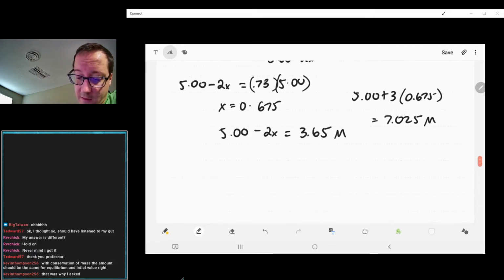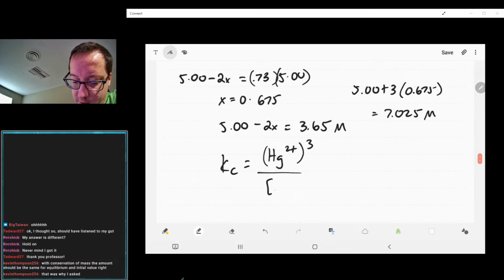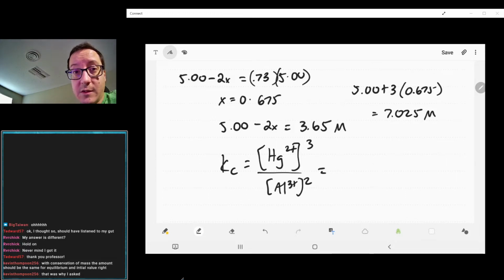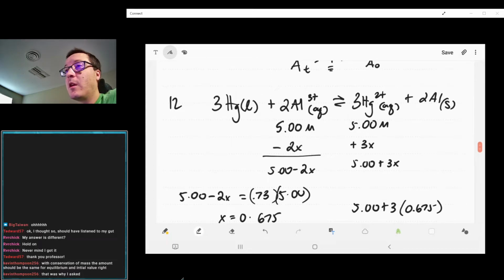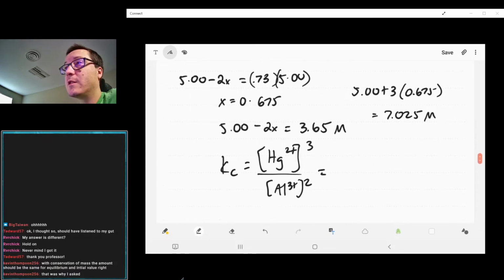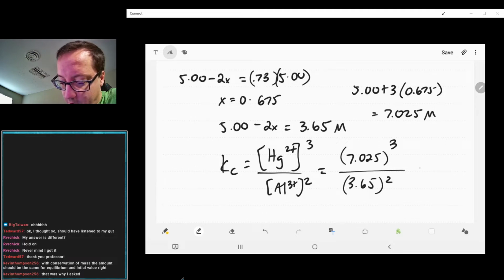If we look at Kc, it should be mercury 2 plus cubed over aluminum 3 plus squared. Guess I should put brackets. Remember, we don't put liquids and solids in there, so we're just putting our aqueous and gases only. So let's go ahead and plug in those values. So we have 7.025 on top, that's cubed, and then 3.65 squared on the bottom.